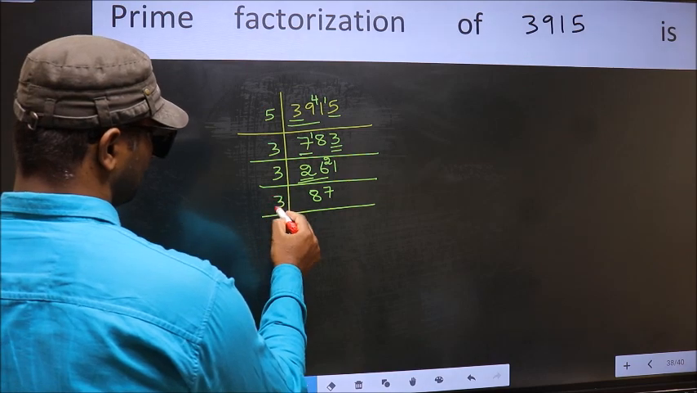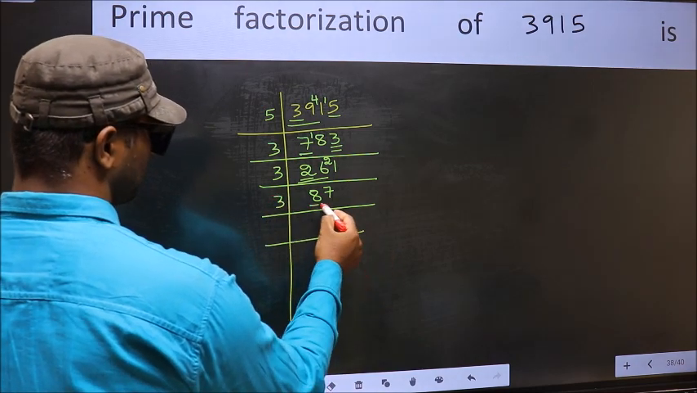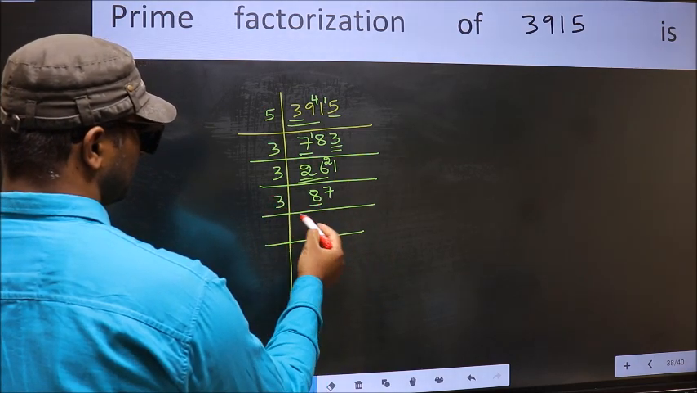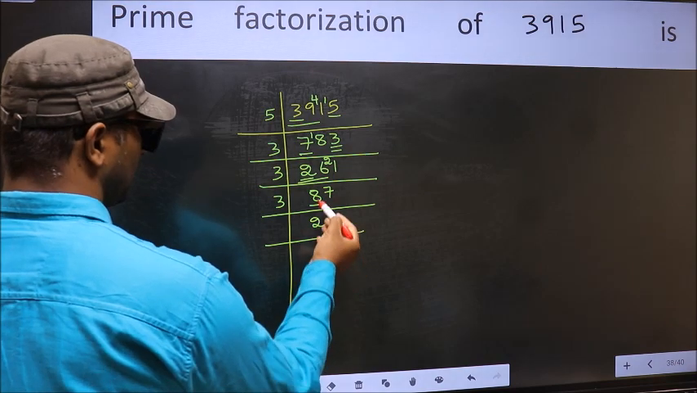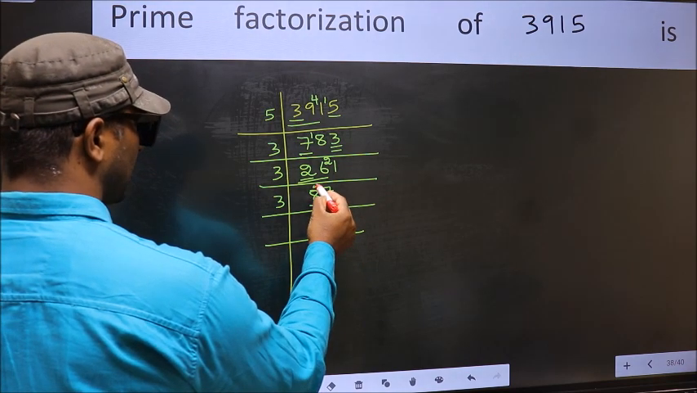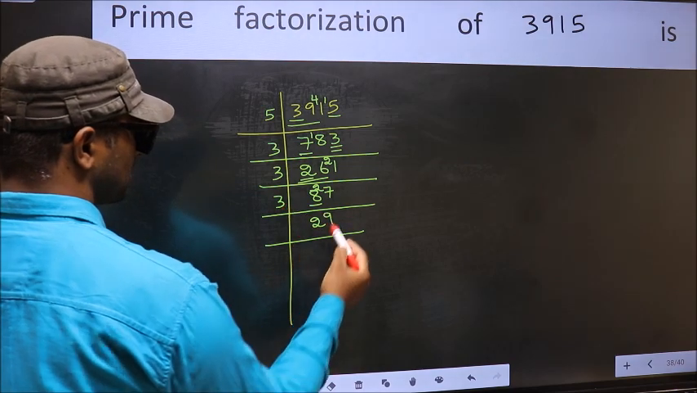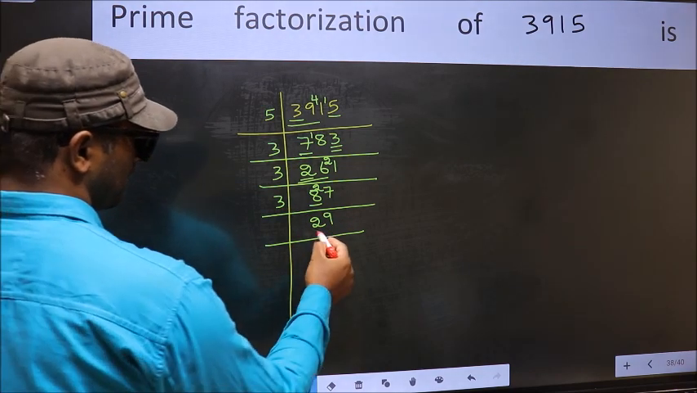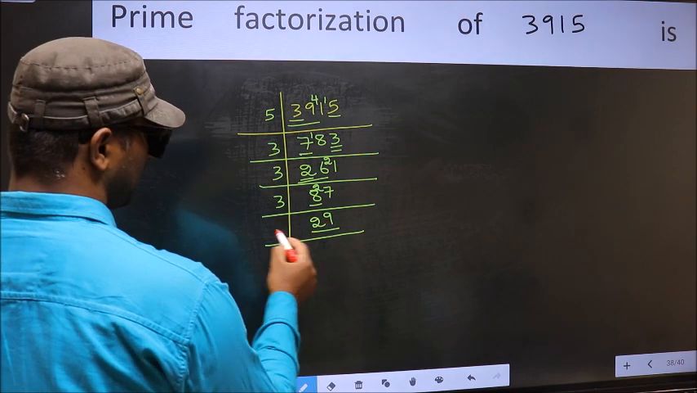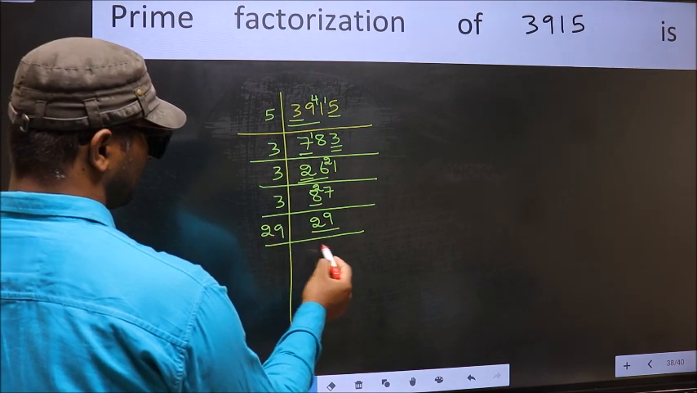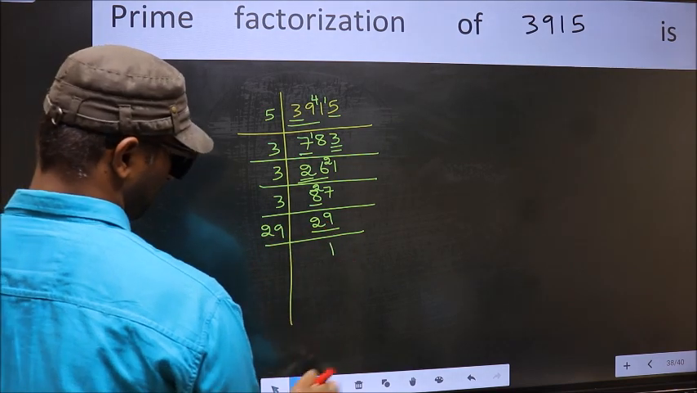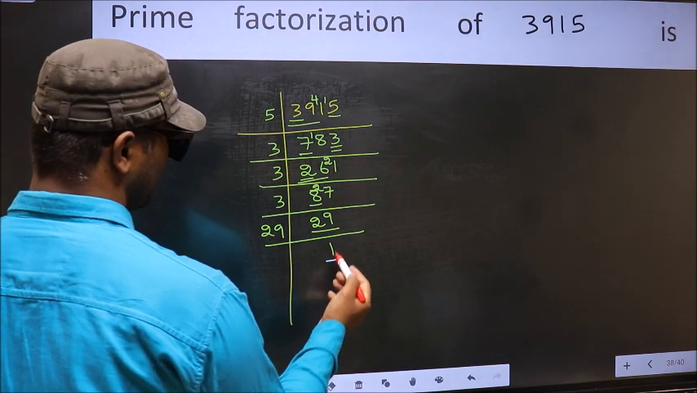So take 3. First number 8, a number close to 8 in the 3 table is 3 2s are 6. 8 minus 6 is 2, 2 carried forward, 27. When do we get 27 in the 3 table? 3 9s are 27. Now here we have 29. 29 is a prime number, so 29 ones are 29. So we got 1 here.